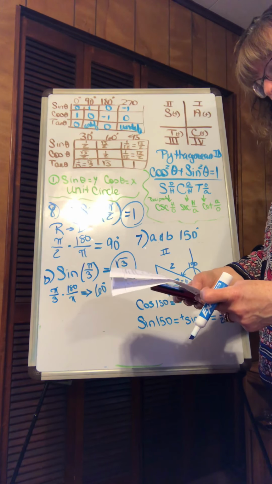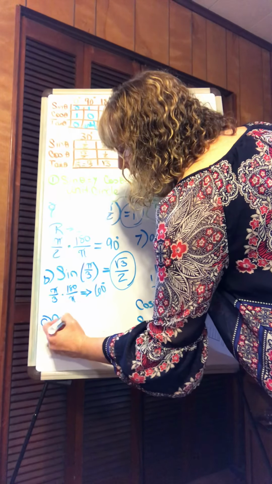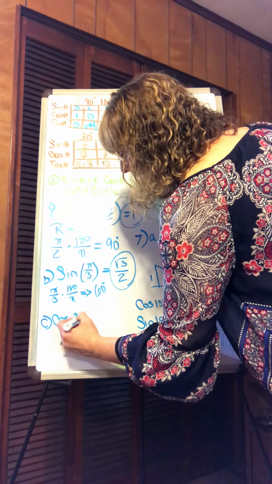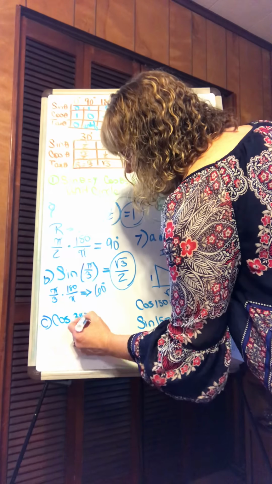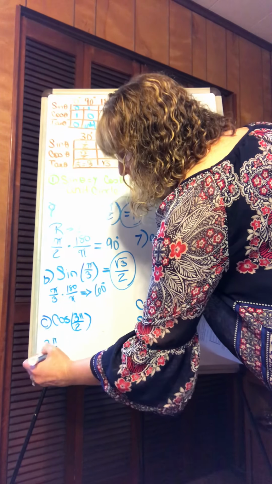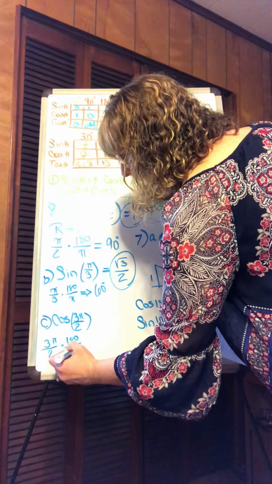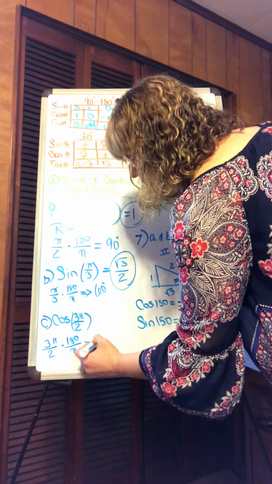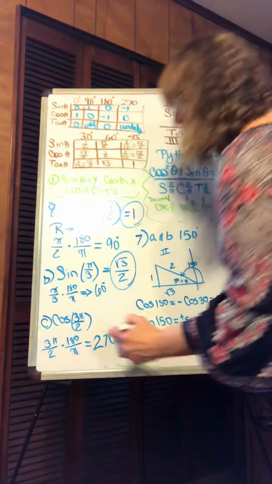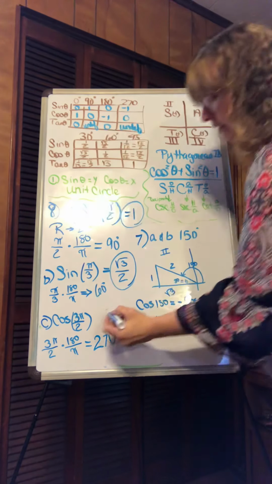Now, cosine of 3 pi over 2 for C. Cosine of 3 pi over 2, let's see what this is. 3 pi over 2 times 180 over pi. This actually gives me 270 degrees. This is a quadrantal. Cosine 270 is 0.